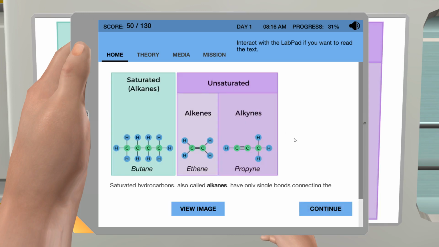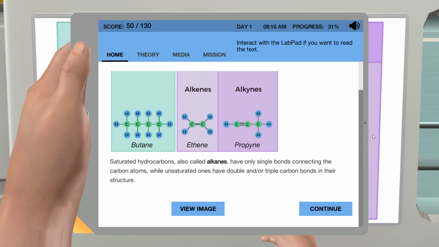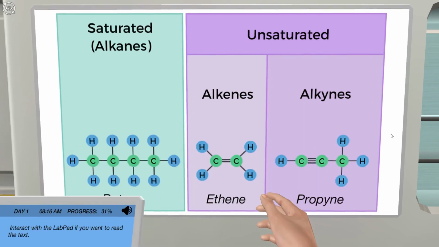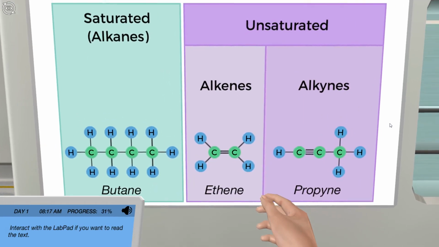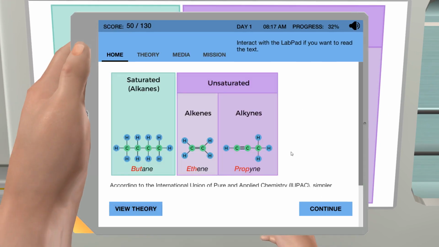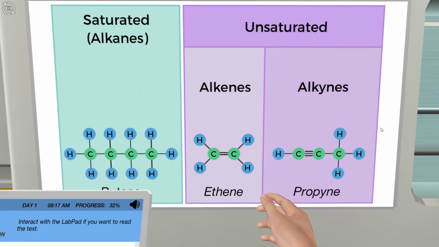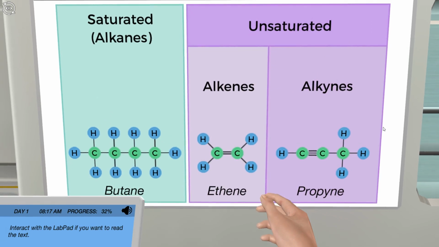Saturated hydrocarbons, also called alkanes, have only single bonds connecting the carbon atoms, while unsaturated ones have double and/or triple carbon bonds in their structure. According to the International Union of Pure and Applied Chemistry, simpler hydrocarbons are named by considering two factors. First, the number of carbons. We use a prefix according to the number of carbons in the molecule. You will find a useful table in the theory section.